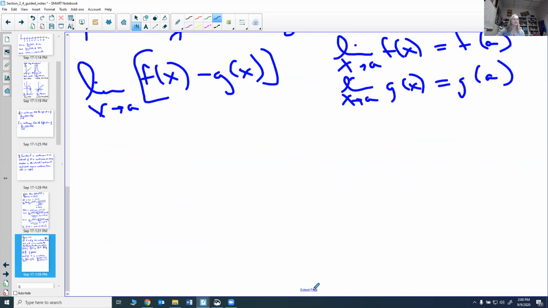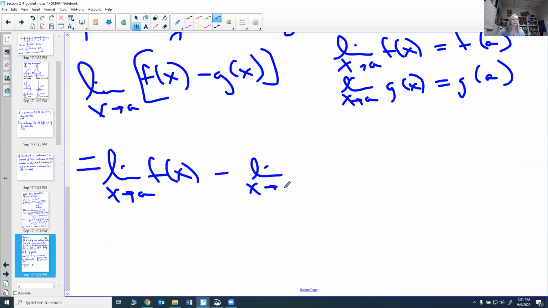Our limit laws tell us that the limit of f of x minus g of x is the limit as x goes to a of f of x minus the limit as x goes to a of g of x. When we're trying to prove things in mathematics, a lot of times we start with one side that we're trying to go towards and head to the other. Usually we start with the more complicated side and try to head towards the simplest side. It doesn't always work this way, but this is a good idea.